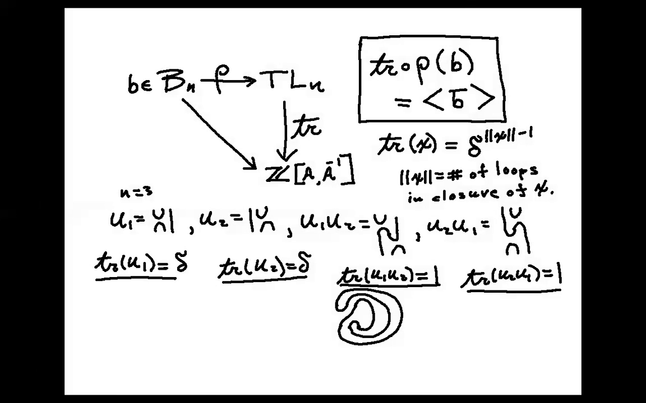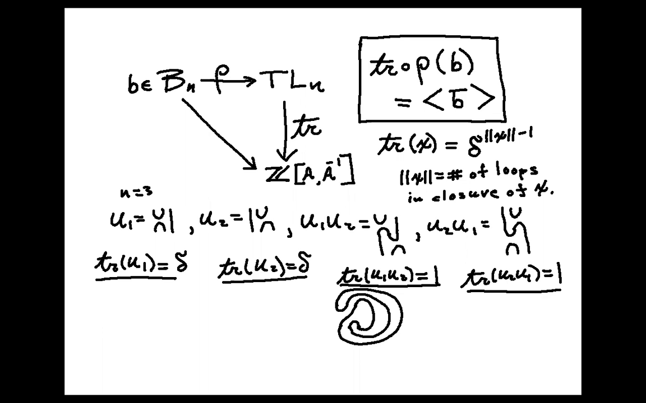Well, the answer is quite simple. What you do is you define the following trace on the Temperley-Lieb algebra. The trace of a given element in the Temperley-Lieb algebra, which is going to be a sum of products of simple generators, and I'm thinking of x as a simple generator. Trace of x is going to be equal to delta, the value of the loop, raised to the number of loops in the closure of x minus 1. This, of course, is the bracket definition. But the bracket definition, in fact, gives us a trace function on the Temperley-Lieb algebra in this fashion.